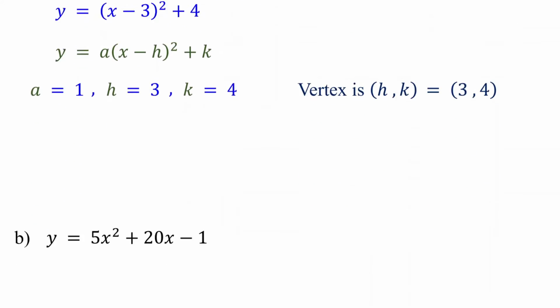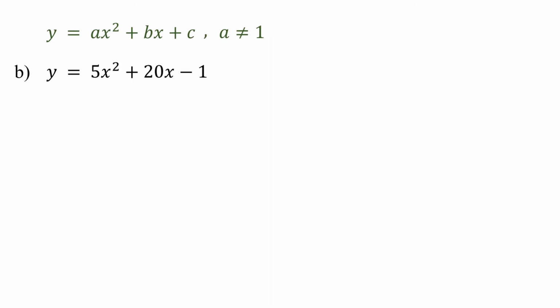In the next example, the leading coefficient is different from 1. What should we do first in this case? Remember, to complete the square, the leading coefficient must be 1. So, when the leading coefficient is different from 1, our initial step is to make it 1. We do this by factoring it out from the variable terms.